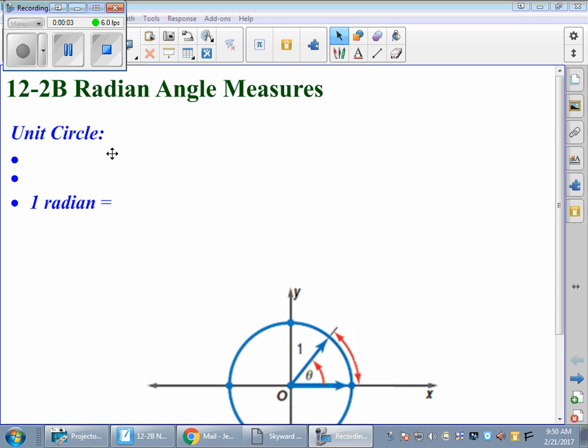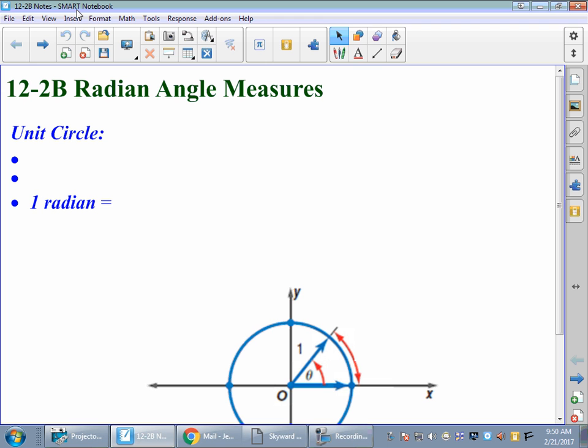These are your 12-2B notes, radian angle measures. So we are actually going to learn how to measure angles in a different format other than degrees. So that's called a radian.